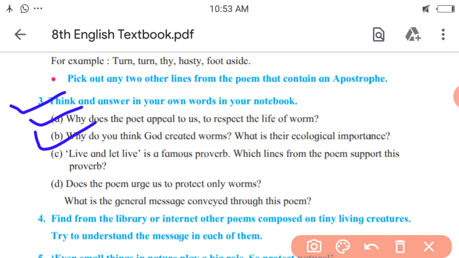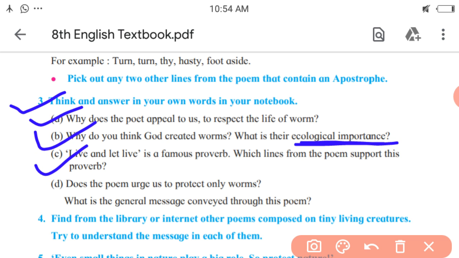Next, why do you think God created worms? What is their ecological importance? So God has created many things, and all of them have their own importance, their own work. What is the ecological importance of the worm? So worms help to make the soil fertile. They turn organic garbage into organic fertilizer. They are the helpers of farmers, and they are also part of the food chain. So this is all about ecological importance. You can also write something more than this.